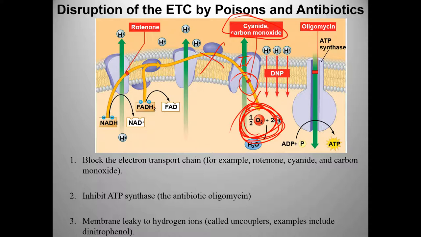Transferring electrons from complex 3 to 4 gets stopped, from complex 2 to 3 gets stopped, from 1 to 2, or 1 to 3, sorry, gets stopped. And so everything gets stalled and backed up. Then you build up this excess of reduced electron carrier molecules. They can't do anything.